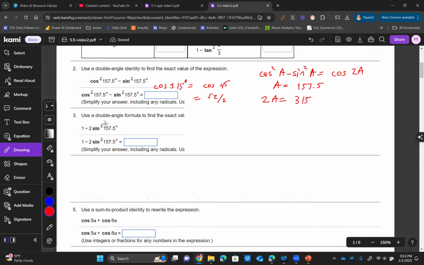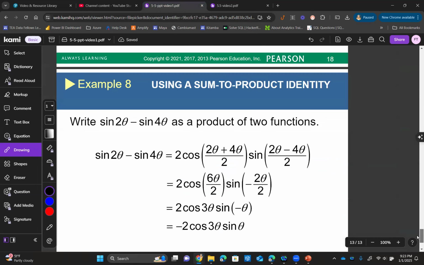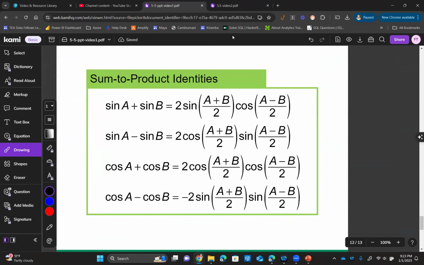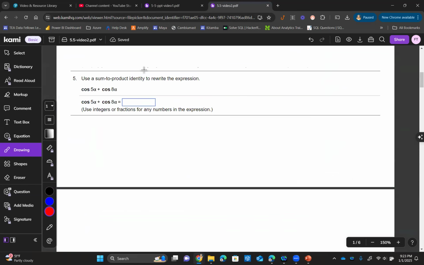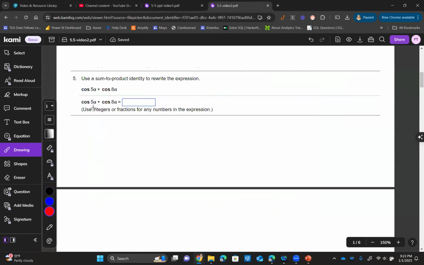Just like number 3, this question is very similar. Just recognize if this is matching with any formulas we learned so far. This is a sum to product identity. So from this formula that we studied before, this chart, this question here, cos 5 alpha plus cos 8 alpha, it looks like this, A being 5 alpha, B being 8 alpha, and you can place it into this formula, and you can find the answer to this question number 5.